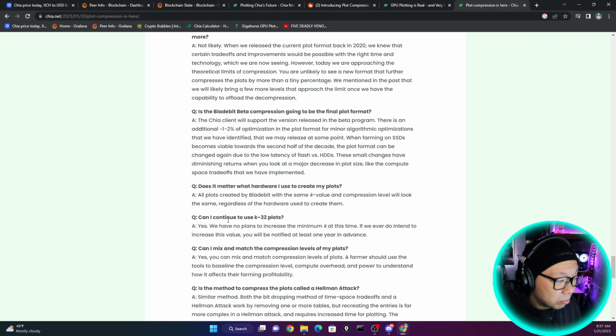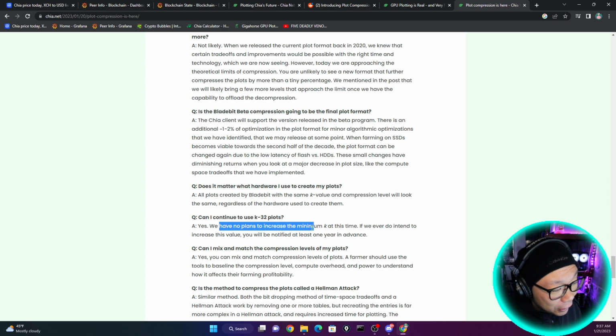So pretty much a plot is a plot, but depending on what hardware you use. And I believe BladeBit, it doesn't matter what hardware I use to create my plot. No, I'm trying to find the right wording for that. All plots created by BladeBit are the same. Yeah, I guess. Can I continue to use my K32 plots?